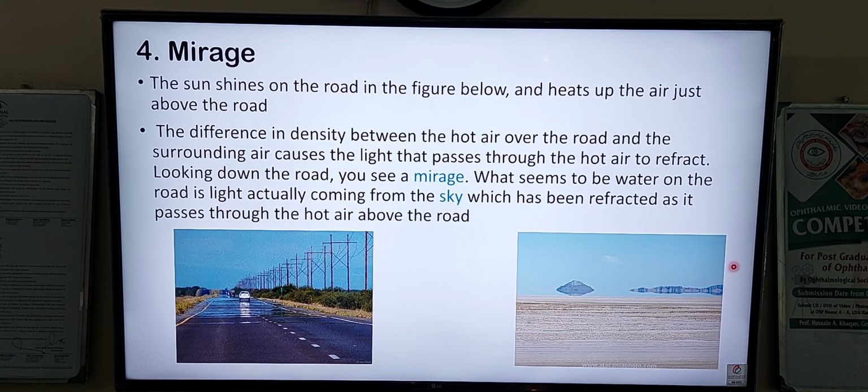So what happens is when the sun rays come from the sky, they will refract from the colder air to the hotter air because of the difference of the density, and the rays are refracted. Okay, so what we actually see as water on the road is the light coming from the sky which has been refracted as it passes through the hot air above the road.